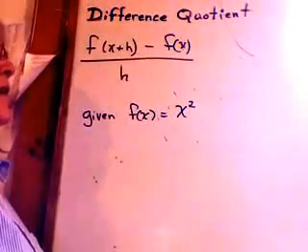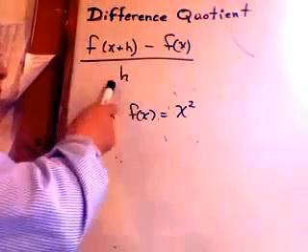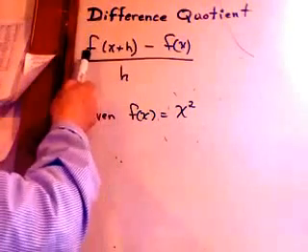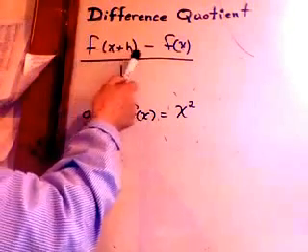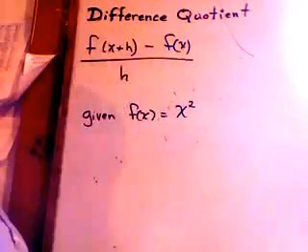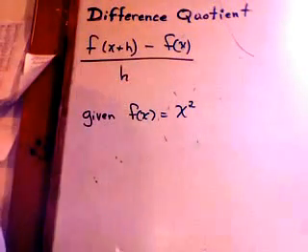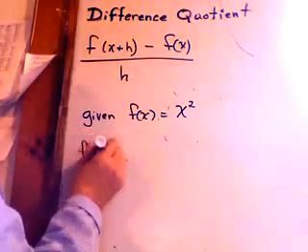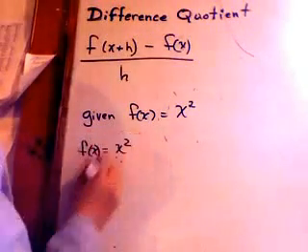Okay, I'm going to give you an example of how to find the difference quotient. This is the definition of what the difference quotient is using function notation: f of x plus h minus f of x, all over h. And the process is pretty easy. So first of all, you set up the definition. f of x, which is given, is x squared.